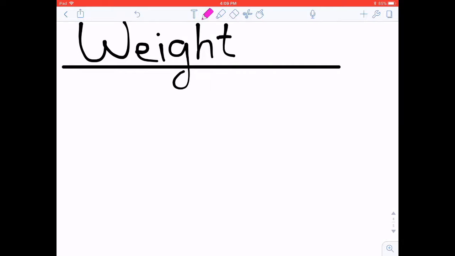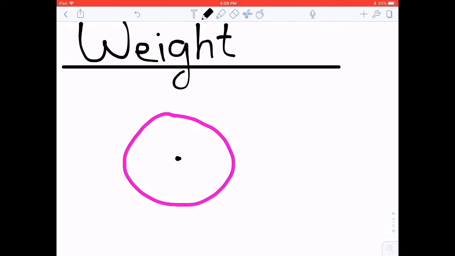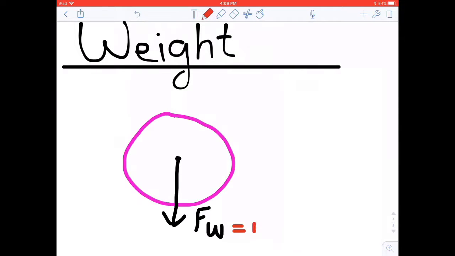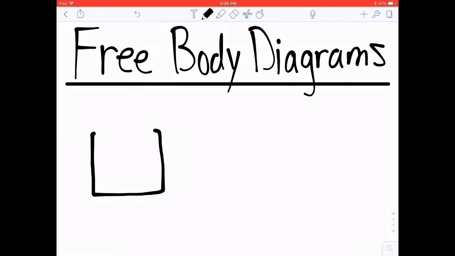The force of weight can also be described as the force of gravity on an object. In this example, a ball is dropped from a certain height, and you can see that the force of weight is straight down. The force of weight can also be described as mass times acceleration, where the acceleration is the acceleration of gravity.